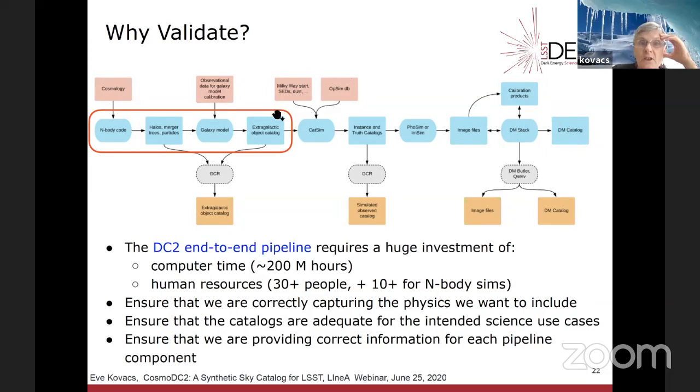So this is a huge pipeline. It's an end-to-end pipeline. It requires a huge investment of computer time and human resources. And we have to make sure that the things that we put into this are actually capturing the physics we want to include, and that the level of complexity that we have is sufficiently realistic and sufficiently complex for the intended science use cases.